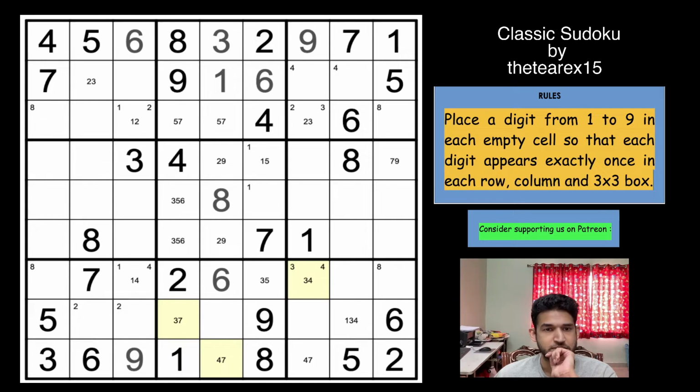What am I missing, guys? Maybe we have to exploit more from this XY chain. So 4 is not going here because 4 is marked in one of these 2 cells. Remember, 4 is not here. 2, 5, 6, 4 and 7. So 1, 3, 8 and 9, but also this cannot be 8. So this is 1, 3 and 9.